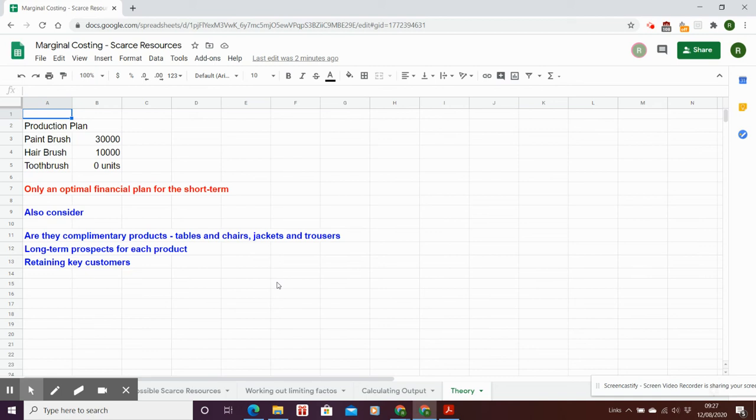And what businesses also need to do, they need to look at the long-term prospects for each product. So it could be, for example, that toothbrushes is a new line that they see as moving into the future, the main business line. So they may decide that they still need to produce toothbrushes. And the final thing is looking at retaining key customers. If you've got very important customers to the profitability and the growth of the business, then it may be that they do produce, for example, toothbrushes specifically for that customer, and accept they're going to produce fewer paintbrushes.